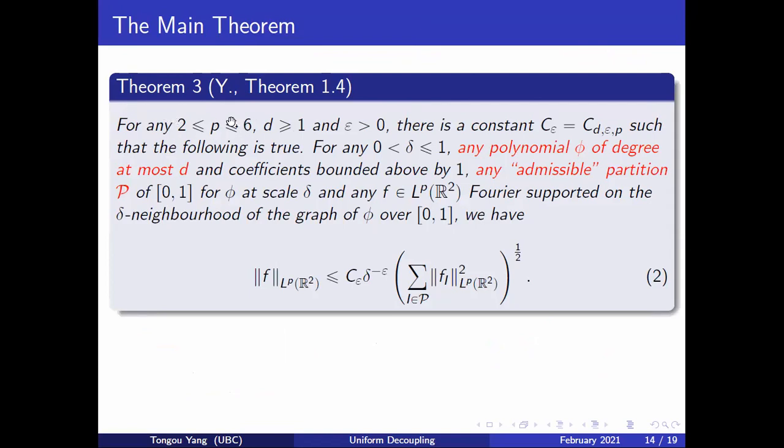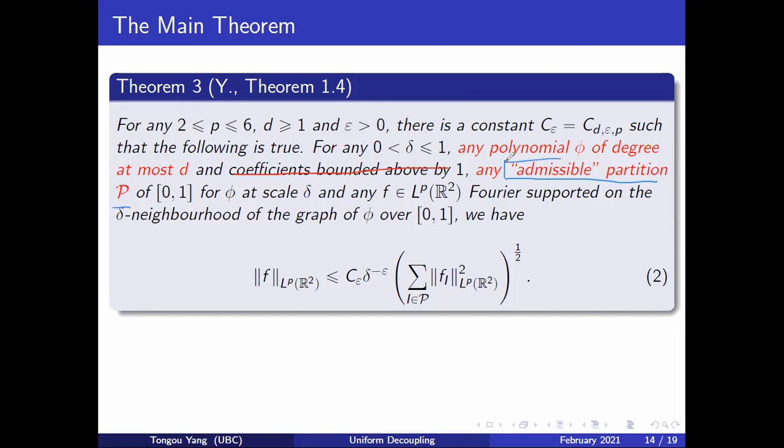For any p in this range, for any degree d, where d is the degree of the polynomial, and epsilon positive, there's a constant C epsilon depending only on these three parameters, such that the following holds. For any small delta, for any polynomial phi of degree at most d with coefficients bounded by 1, this is not very important, so we can ignore this at this moment, and any admissible partition P of 0 and 1 for phi at scale delta. I haven't defined what an admissible partition means, but the formal definition will be given later.